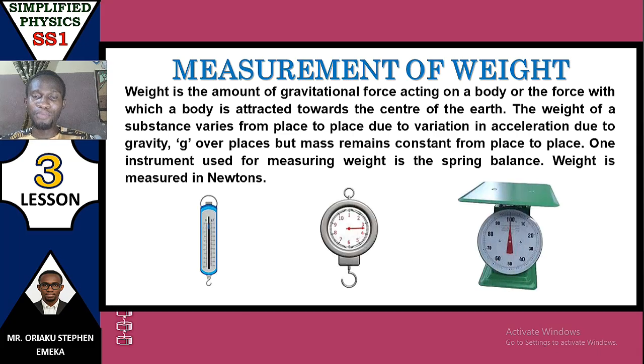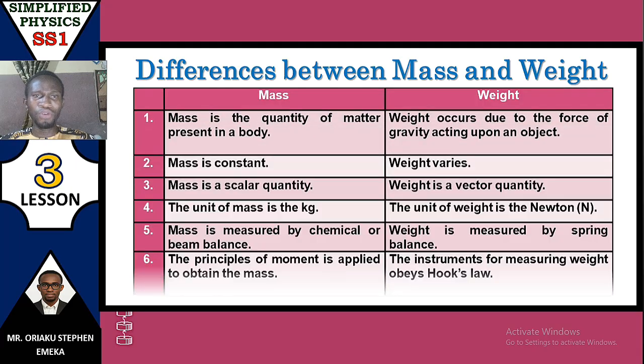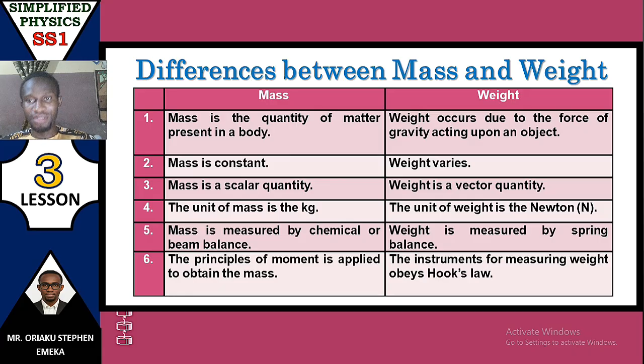So this is an example of our spring balances. So what are the differences between mass and weight? We say they are different. We should notice some of them. Number one, mass is what? The quantity of matter present in a body, while weight occurs due to the force of gravity acting on an object. Mass is constant. Wherever you go, to the next planet, outside the space, or to different countries, the mass of a body remains constant, but the weight of that body changes. It depends on what? Gravity.